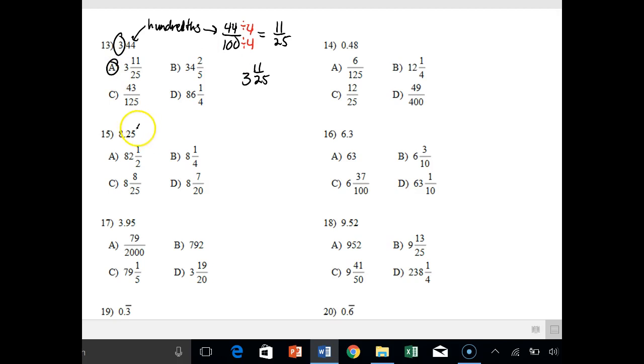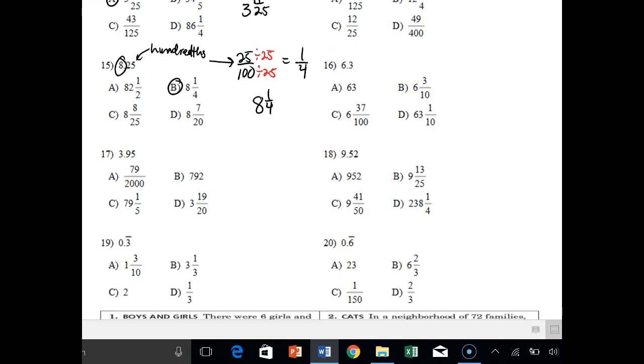Number 15. 25 is, again, in the hundredths place value. So it's 25 over 100. You can obviously divide both of those by 25. That gives you 25 divided by 25 is 1. 100 divided by 25 is 4. Again, don't forget your whole number. 8 and 1/4. B.